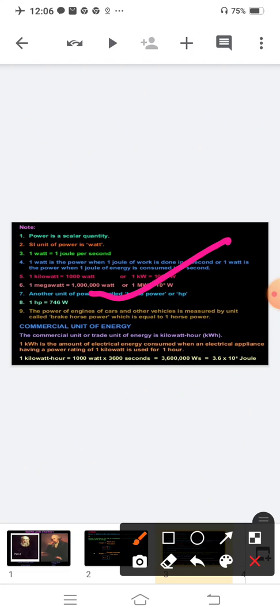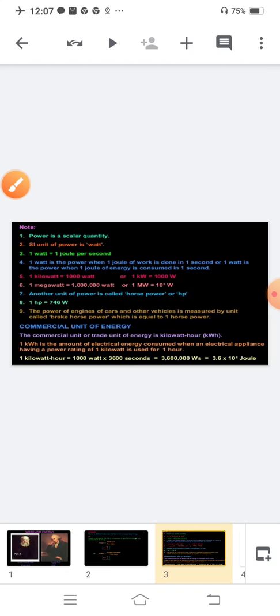1 watt is a power. What do you mean by 1 watt? 1 watt is a power when 1 joule of work is done in 1 second, or 1 watt is the power when 1 joule of energy is consumed in 1 second. 1 kilowatt is equal to 1000 watt, or 10 to the power 3 watt. Clear? 1 megawatt is equal to 10 to the power 6 watt.